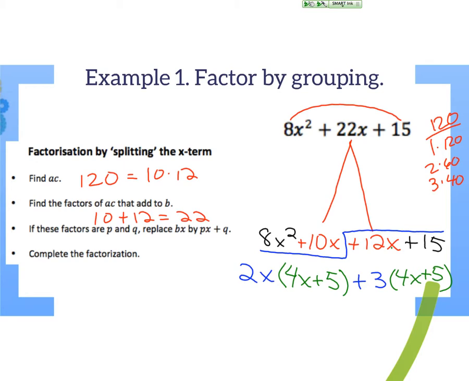You should see that those parentheses are the same. If they are not the same, you made a mistake along the way. Maybe you didn't take out the greatest common factor, just a common factor. You might have had an issue with your signs, but those parentheses should be the same. So then I can write just one of those down, 4x plus 5, and then what I have left is 2x plus 3, and that goes into my other parenthesis.